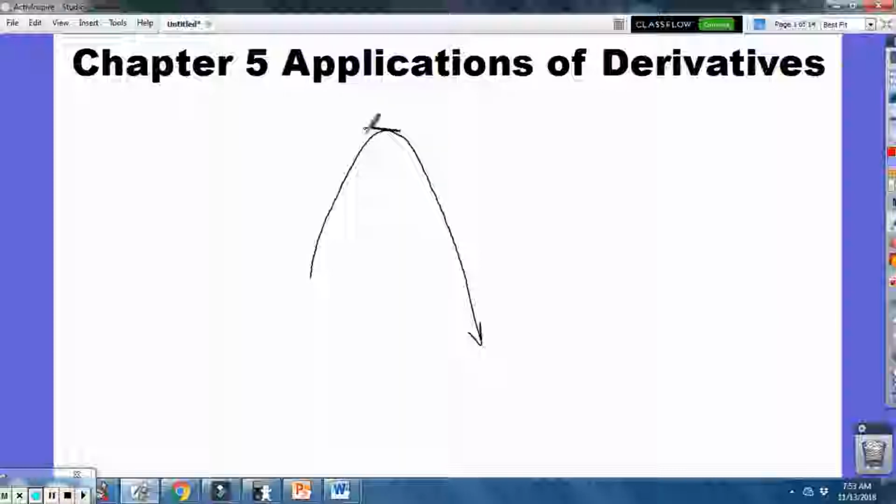We didn't talk about that too much, but in Chapter 5 we're going to look a little bit more into that. We're also going to look at optimization. We can use calculus to figure out what's the minimum surface area for the maximum volume of something, and we can solve other problems like that.